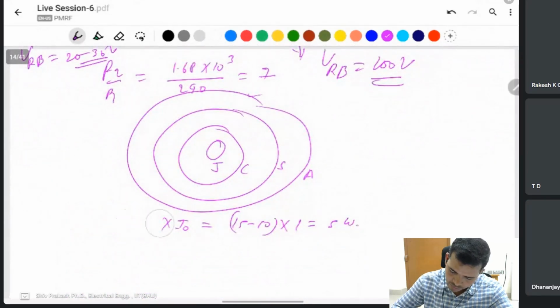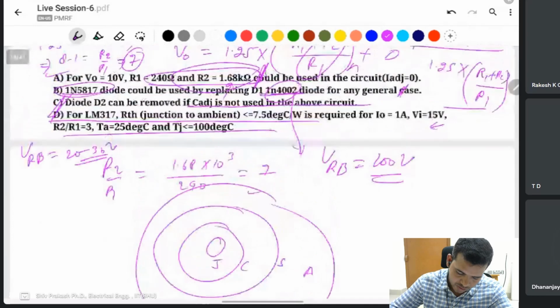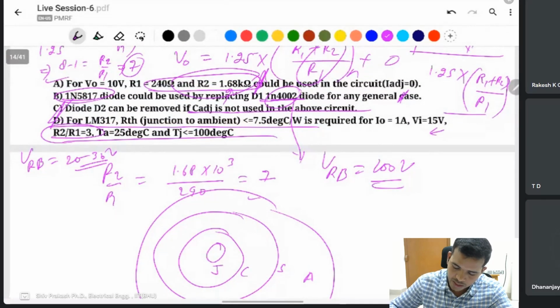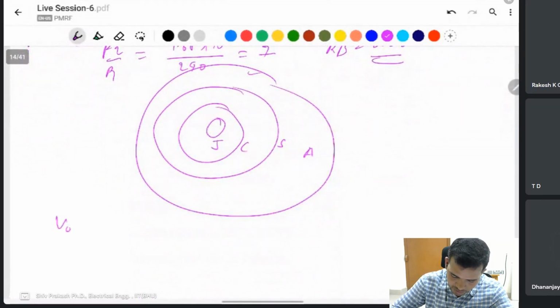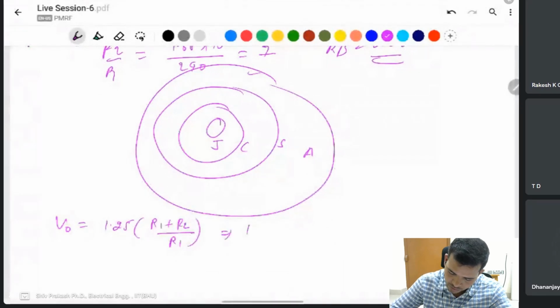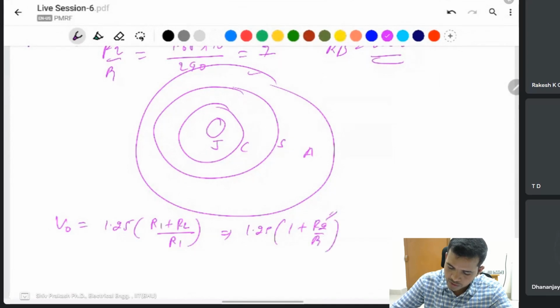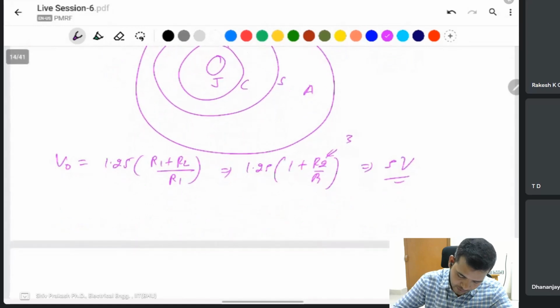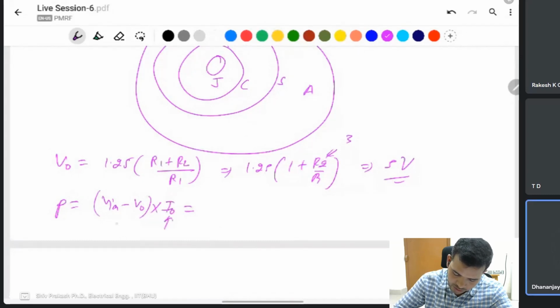Sorry. R1 and R2 are given, so R2 by R1 is given as 3. Then find the output voltage: 1.25 times (R1 plus R2) by R1, meaning 1.25 times 1 plus R2 divided by R1. This is given as 3, so the total output voltage is 5 volt. Then power is V in minus V output times output current. Current is 1, the difference between them is 10, and total power is 10 watt.